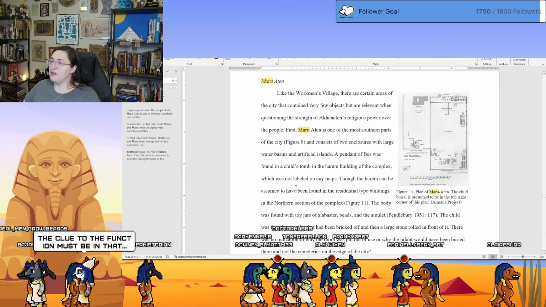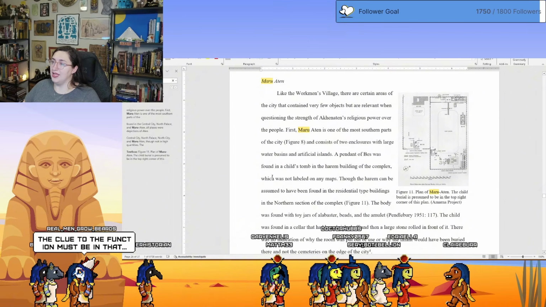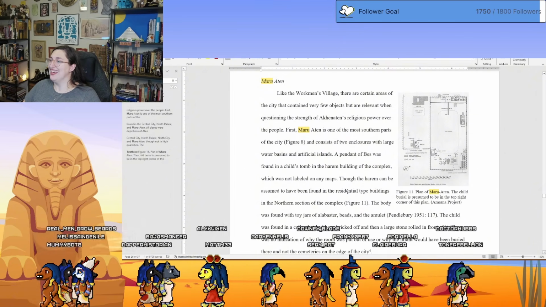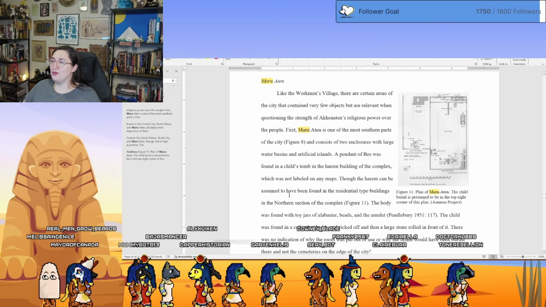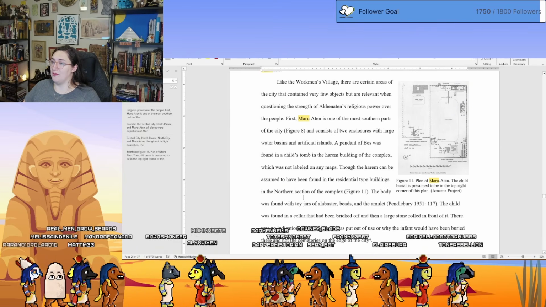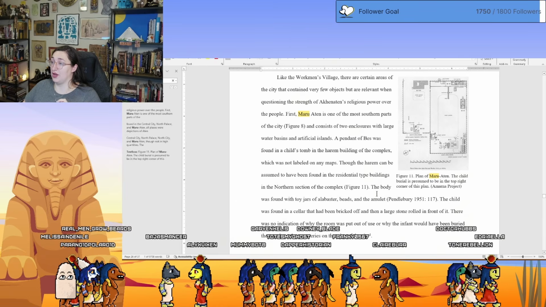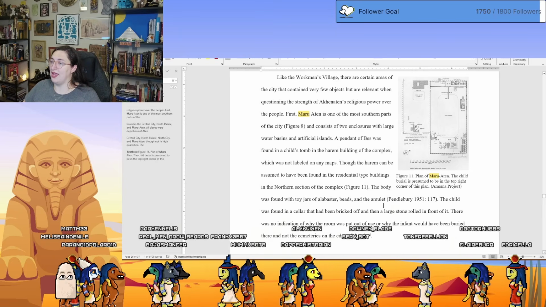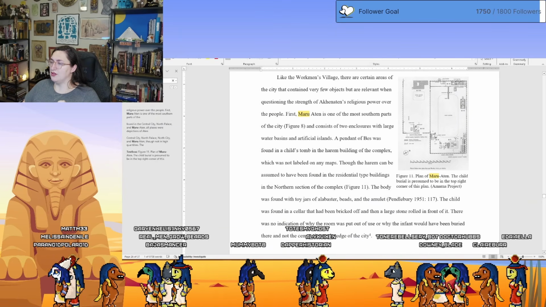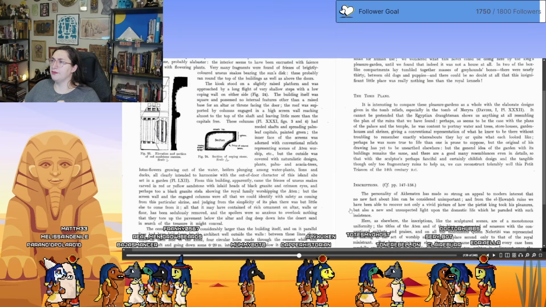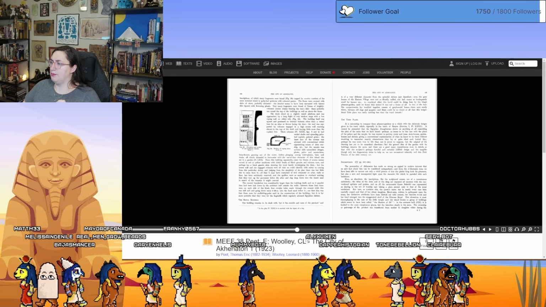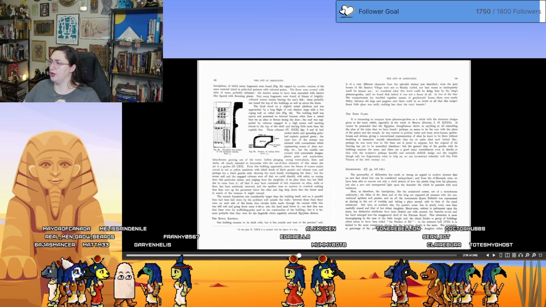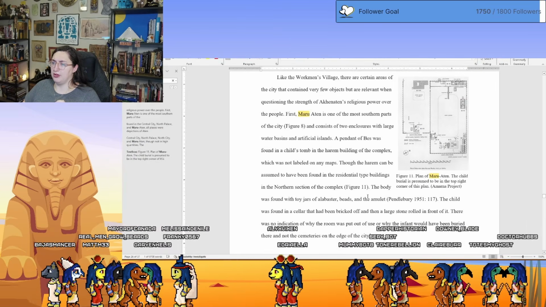A pendant of Bes was found in a child's tomb in the harem building of that complex, which was not labeled on any maps. Though the harem can be assumed to have been found in the residential type buildings in the northern side section of the complex. The body was found with toy jars of alabaster beads and the amulet. Pendlebury, is that what I'm reading? Am I reading Pendlebury? No, I am not reading Pendlebury. I'll have to look up what Pendlebury is.